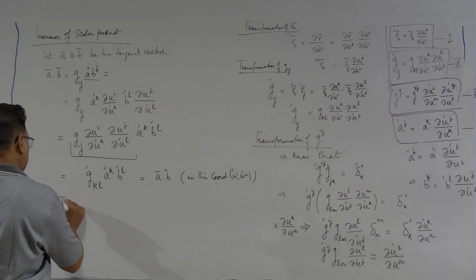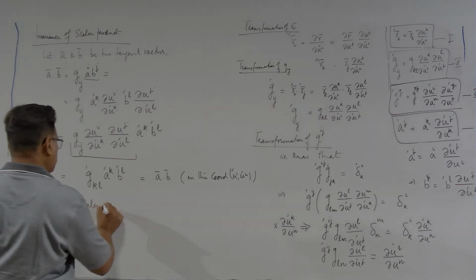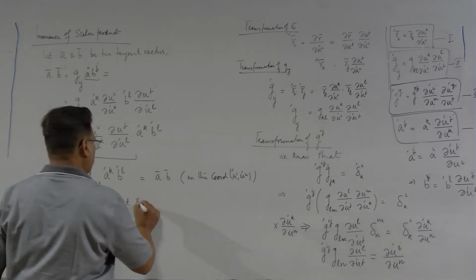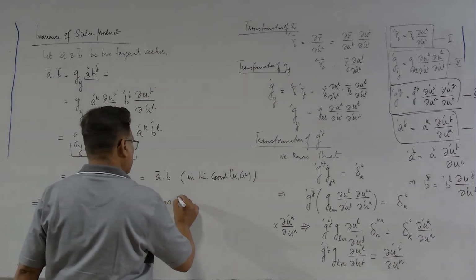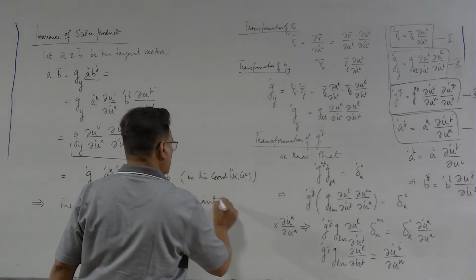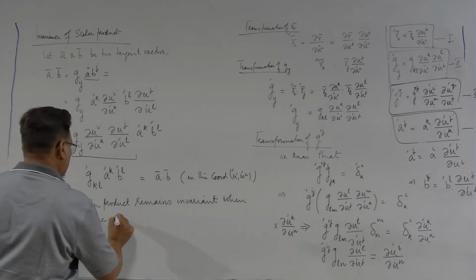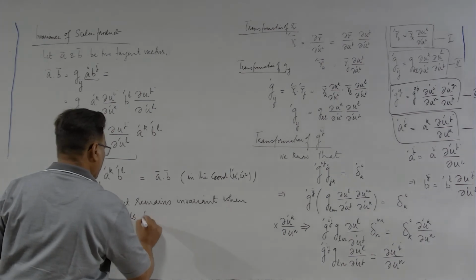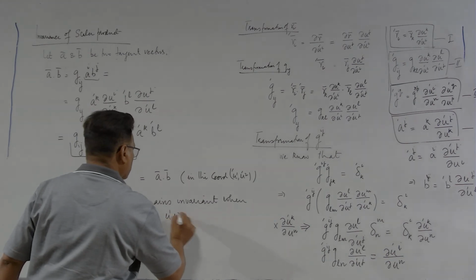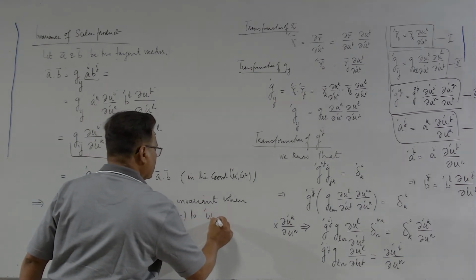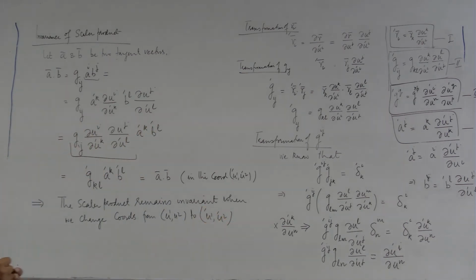The scalar product remains invariant when we change coordinates from u1 u2 to u1 dash u2 dash. Yes, under any coordinate transformation, the dot product will not change, it will remain the same. Okay. Now, next is the transformation of area. Before area, I have to tell something more.